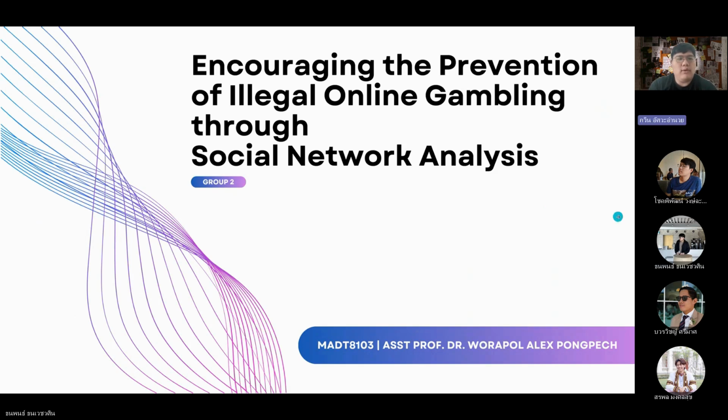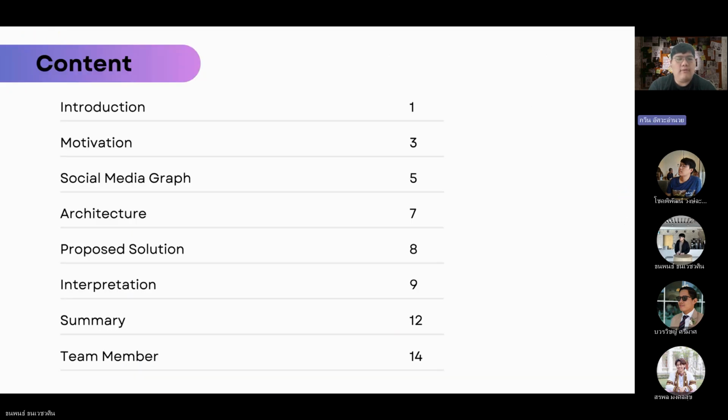Hello, today we will present the topic of encouraging the prevention of illegal online gambling through social network analysis. The agenda for today will cover introduction, motivation, social media graph, architecture, proposed solution, interpretation, summary, and finally introducing our team member.